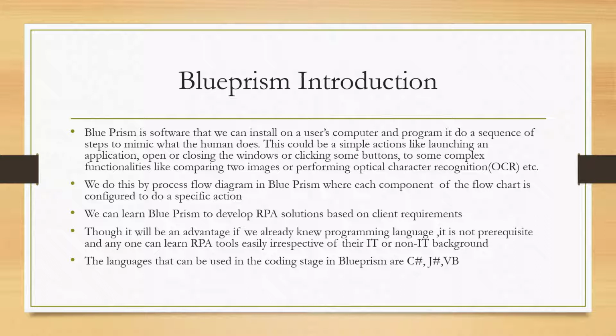We can learn Blue Prism to develop RPA solutions based on client requirements. It is not a prerequisite to have knowledge of coding, but it is an advantage. If you already know programming like Java or .NET, our RPA can be developed in .NET. As of now, Blue Prism has been developed with VB scripting. But there is an option if you already have knowledge of C Sharp, J Sharp and VB. You can write your own code and deploy those libraries and DLLs with the help of the code stage, which is available in Blue Prism.